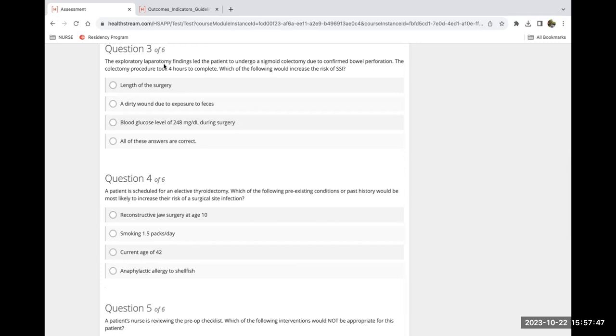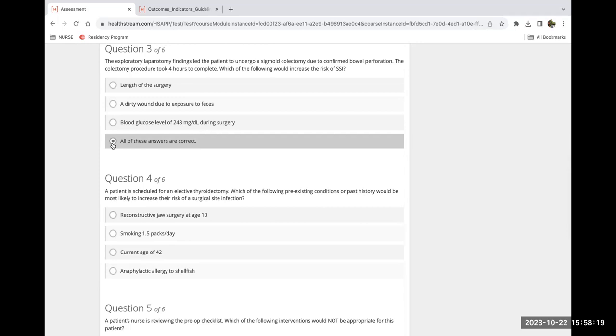The exploratory laparotomy findings led the patient to undergo a sigmoid colectomy due to confirmed bowel perforation. The colectomy procedure took 4 hours to complete. The following would increase the risk of SSI: length of surgery, dirty wound due to exposure to feces, and a bad glucose level of 248 during surgery. All of these answers are correct.